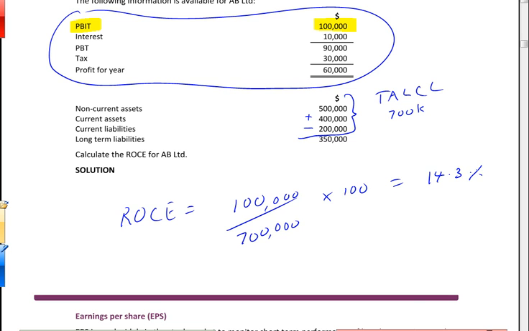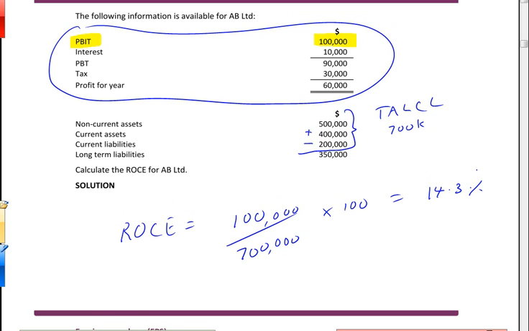Now, if we had information for the capital employed at the start of the year, we could have worked this out based on average capital employed, but we don't have that information for this particular question.